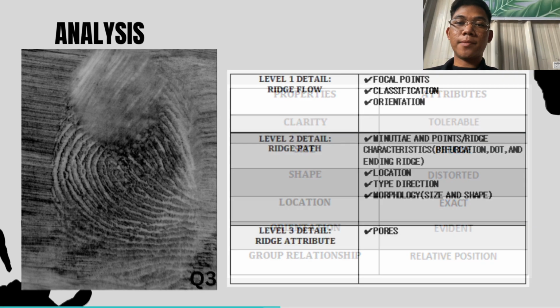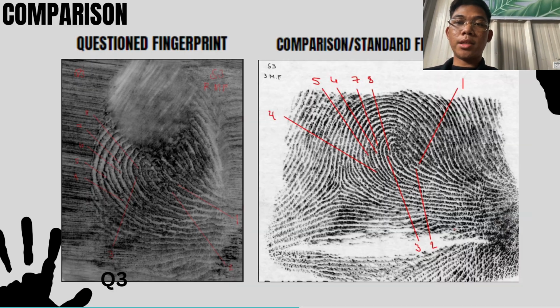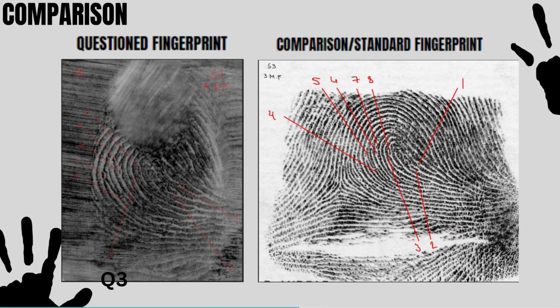In this analysis, the three levels of ridge details named as level 1, 2, and 3 are present in the question print. The ridge flow is visible, and also the ridge path and characteristics are also present. Those ridges are named as island, short ridge, bifurcation, and spur. The three processes are evident in the question print, as you can see here in the presentation.